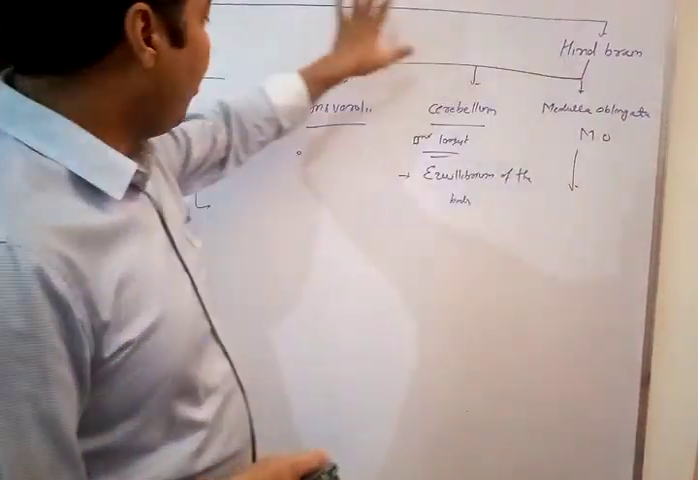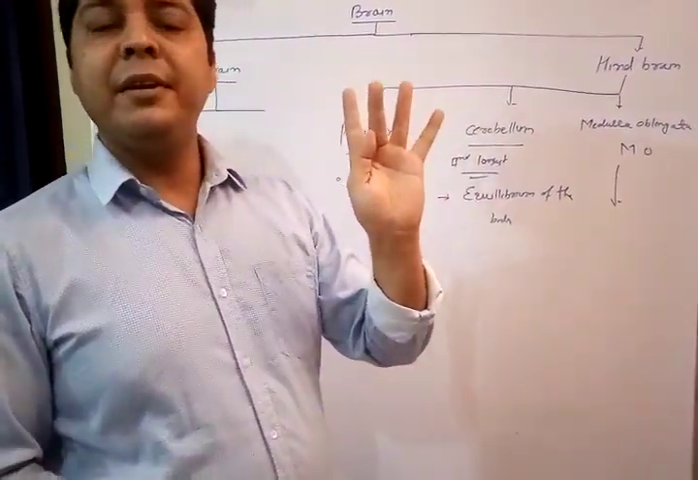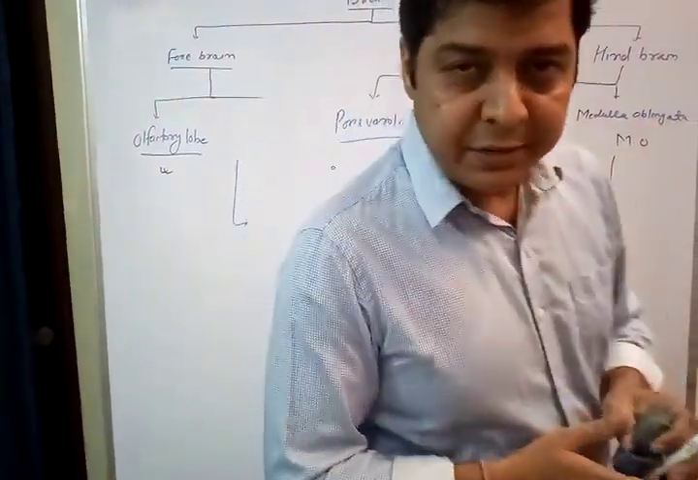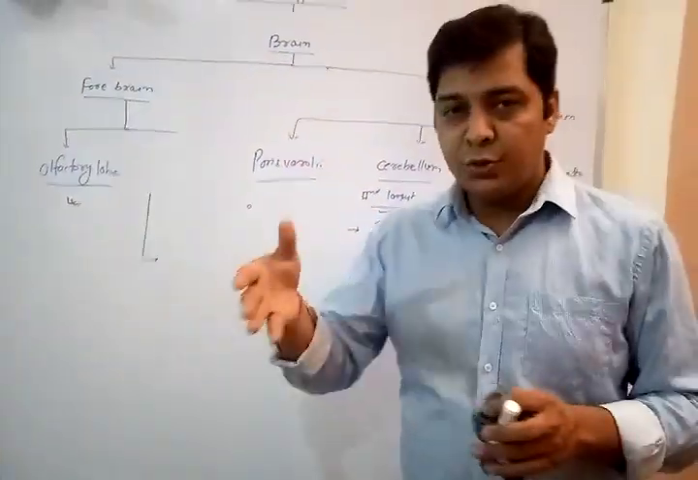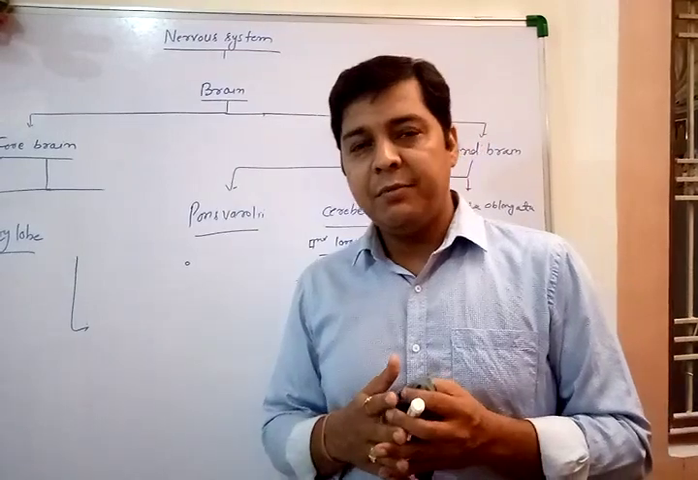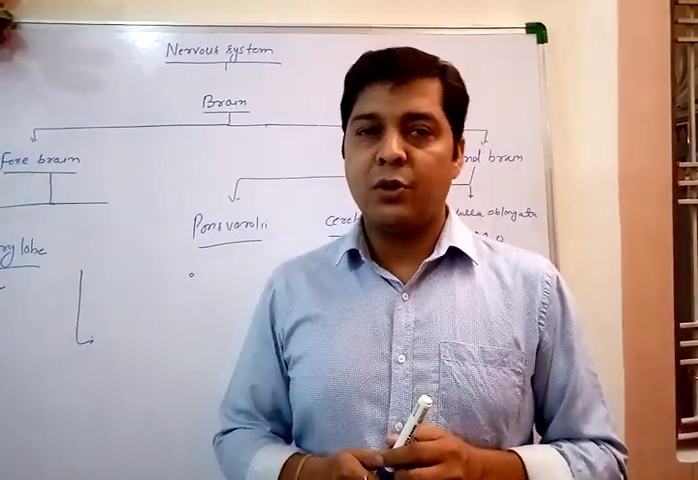Clear? So this is all about the brain: forebrain, midbrain, and hindbrain. So children, this is important. Probably you can get some questions from this topic in your coming test. Next time we'll study the next video, which will be based on the spinal cord. Thank you so much.